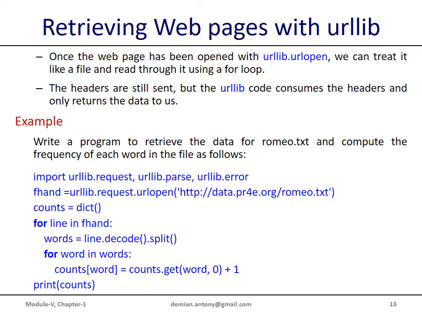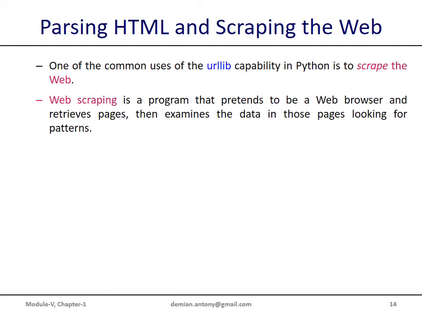This is the second example, where we read a text file and print the frequency of each of the words present in the text file. The most common application of the urllib library in Python is to extract information from web pages.